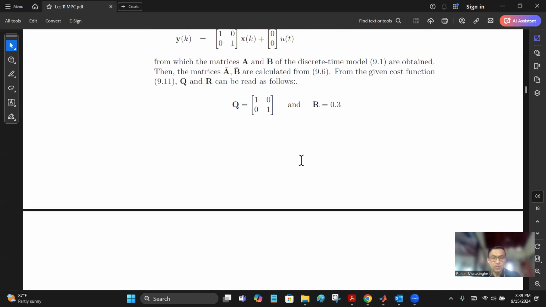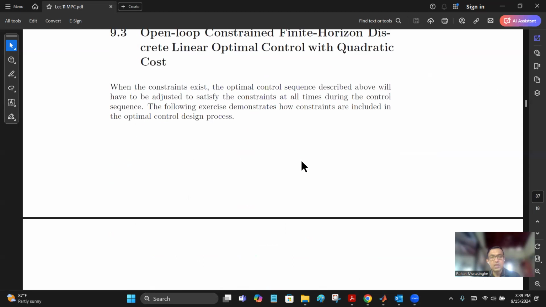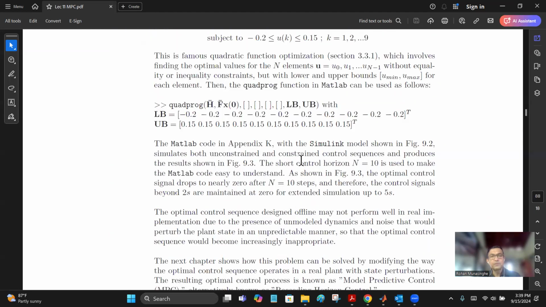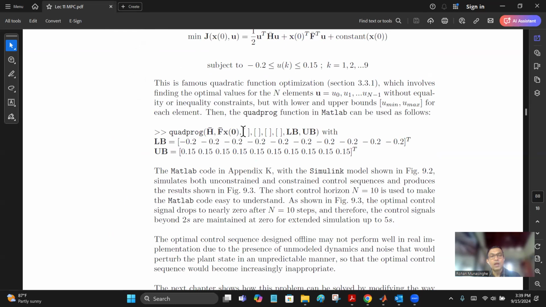So you give these two as arguments to quadprog over here, and there are so many other things you can give, linear constraints, non-linear constraints like that, and also you can give lower bounds and upper bounds for the control signal. So you're telling MATLAB, I don't want anything below the lower bound or above the upper bound. Okay, so get me the best control sequence within those lower and upper bounds. Okay, that's what you do.